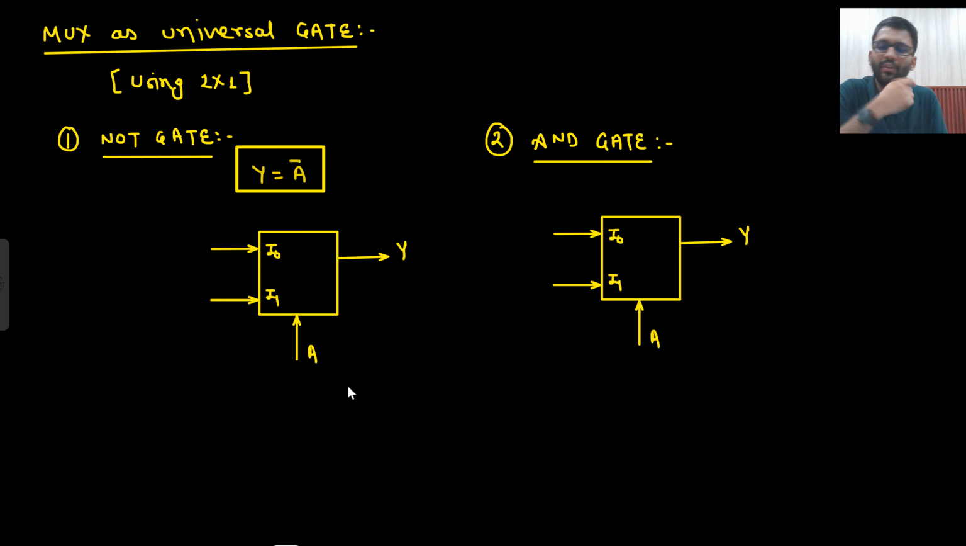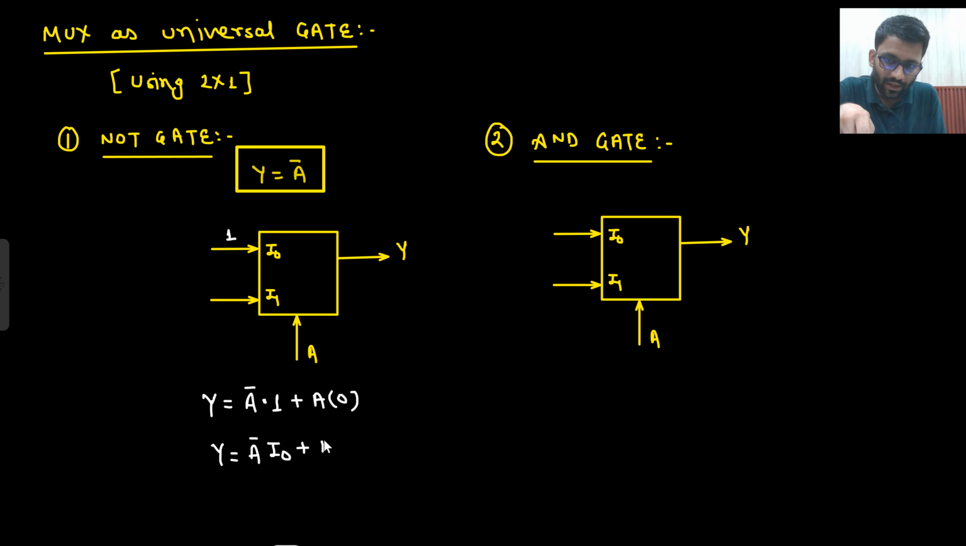How will you make it? Y is equal to A bar. That means with A bar you need 1 and with A you need 0. If A bar is coming, then what will you pick? I0. Basically, you write your output Y as A bar. If A bar is coming, I will pick I0. If A is coming, I will pick I1. That's it. This is your inverter.